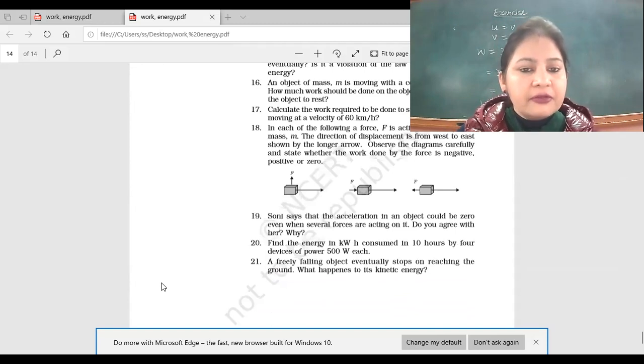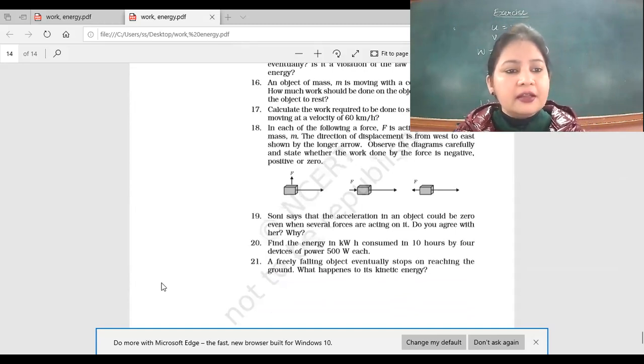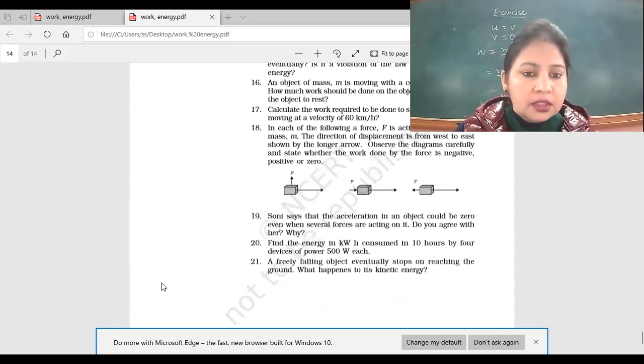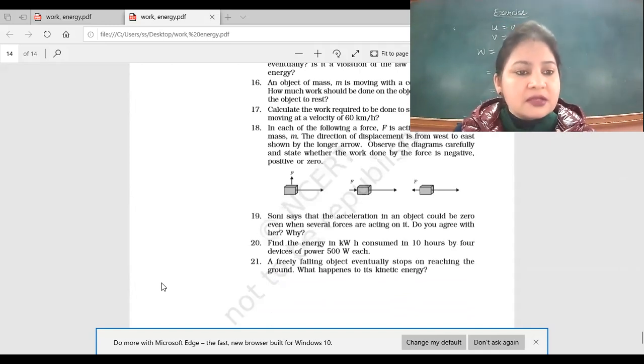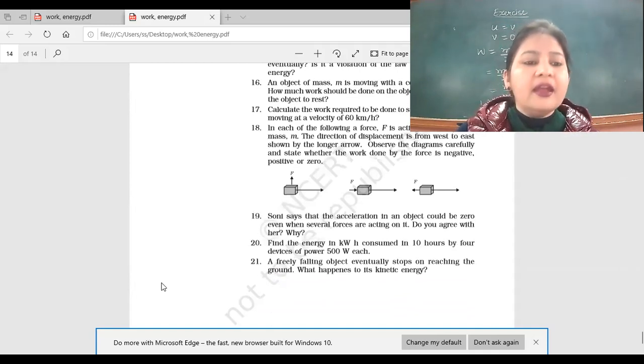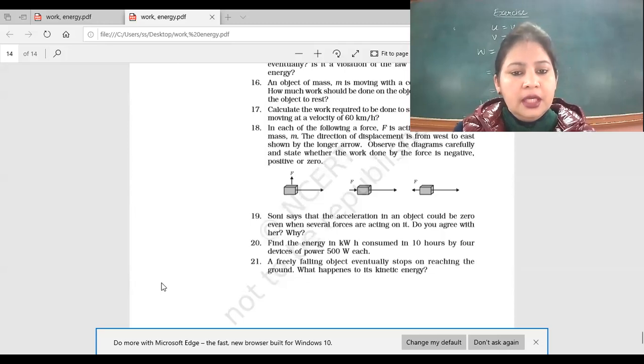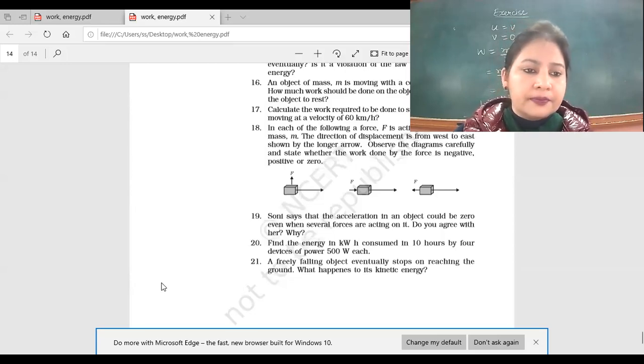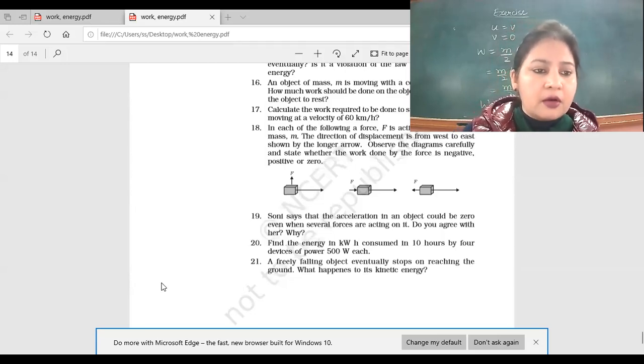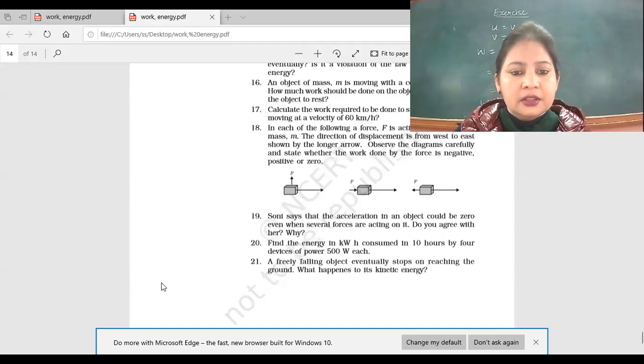See, if several forces are acting on the object and their resultant is zero, meaning a balanced force is acting on the object, then acceleration would be zero. If several forces are acting and their resultant is not zero, then acceleration will not be zero. Then acceleration will be there. The object will get accelerated. Okay?